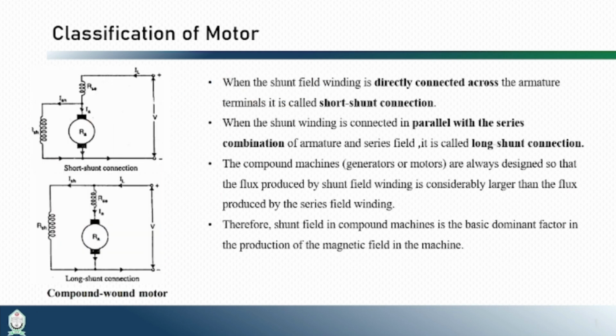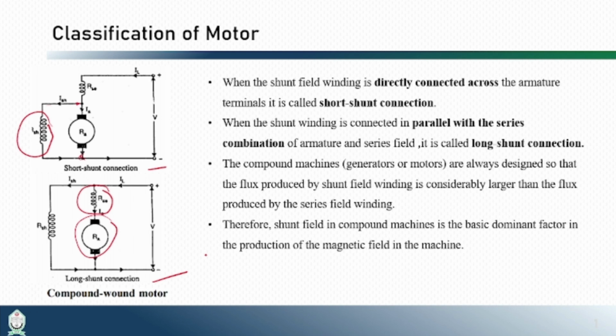There is another type of motor available, that is the compound wound motor. In compound wound motor, there are also two subtypes. One is short shunt connection and another one is long shunt connection. In short shunt connection, the shunt field is practically connected in parallel with the armature, whereas in long shunt connection, the shunt field is connected in parallel with the armature, also the series field. So that is the basic difference between short shunt connection and long shunt connection.